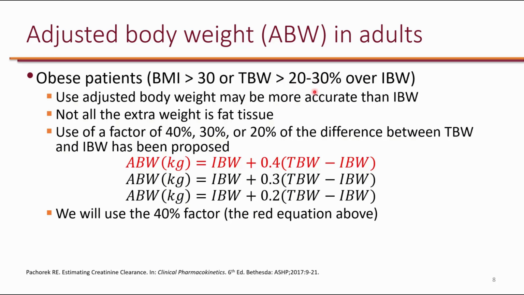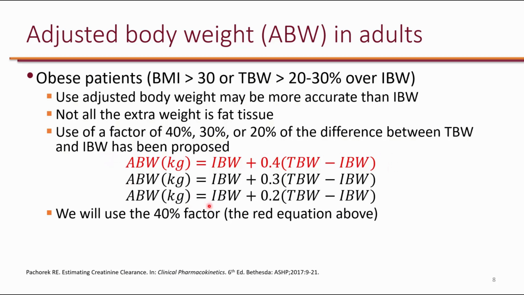For the purpose of this class, we will not have a case that's in the middle of this, so you will either have a patient whose total body weight is more than 30% or less than 20%. And then for the actual equation to calculate adjusted body weight, there are different factors described in the literature. Again, for the purpose of this class, we're going to use the 40%. So we're going to use this equation in this class to calculate adjusted body weight. But I'm just showing you that there are other equations out there.